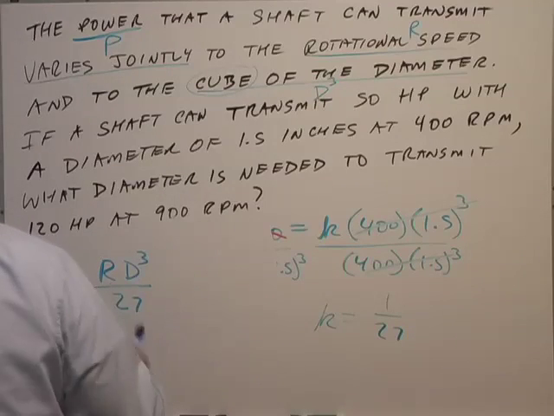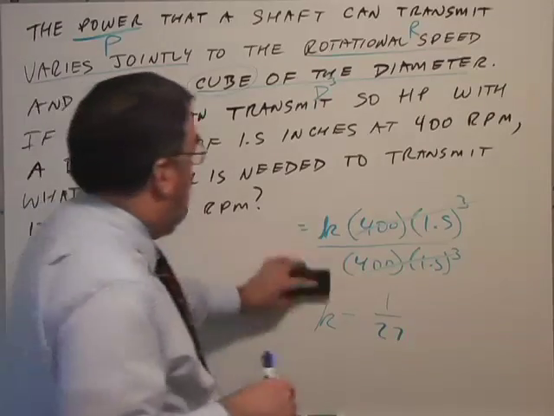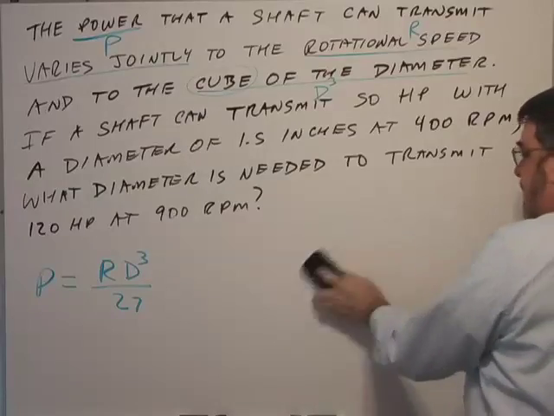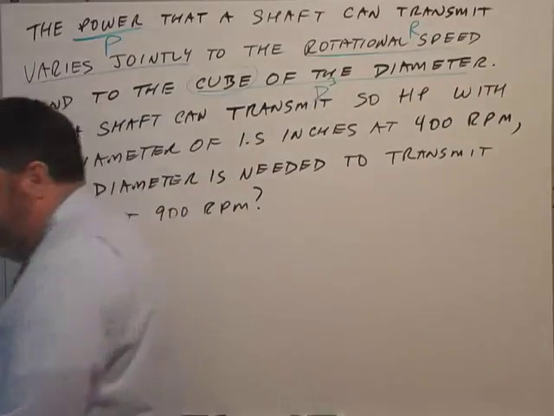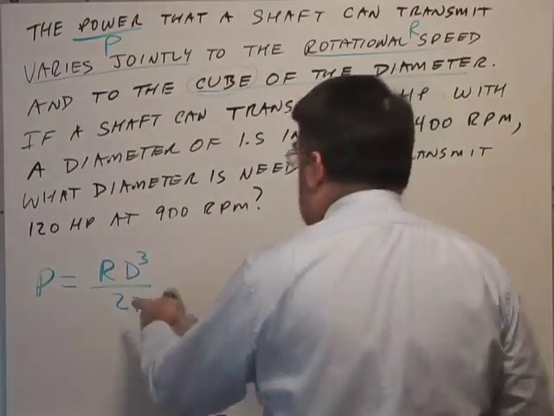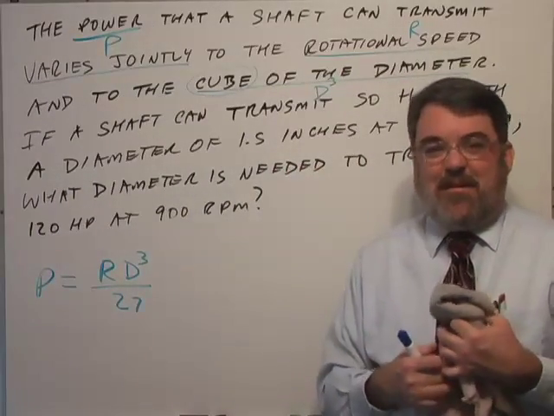So this would describe this problem for the type of material this drive shaft is made from. And if you change the material, then this wouldn't help you at all. You would have to recalculate K. So it only works for that particular kind of material.